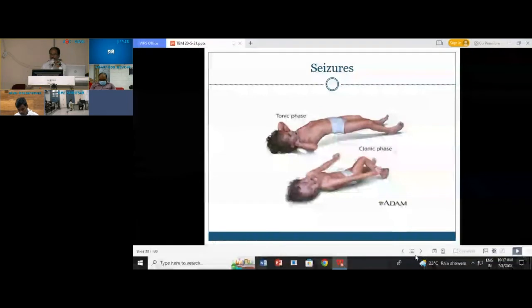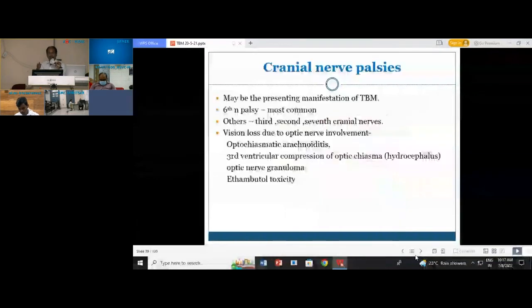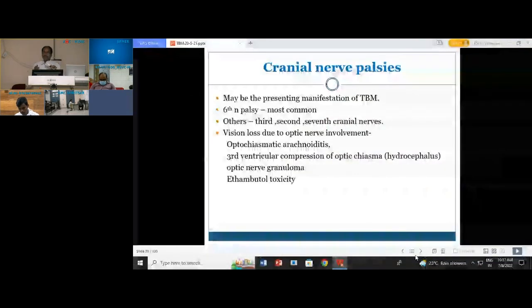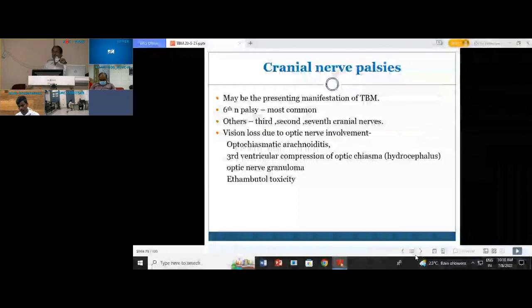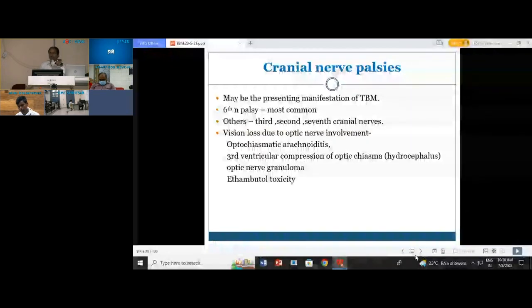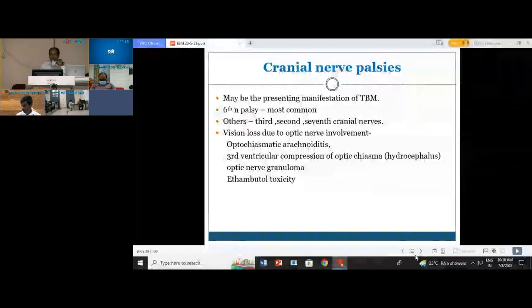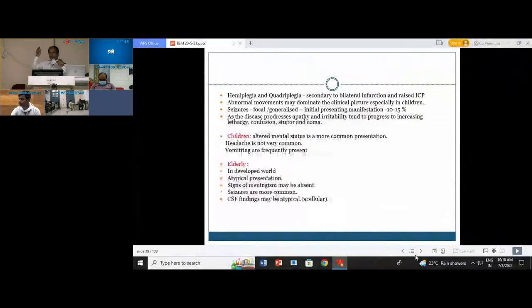Cranial palsies may be the presenting feature of tuberculosis meningitis. The sixth nerve is the most common. Others are the third, second, and seventh cranial nerves. Visual loss is due to involvement of the optic nerve: optic-chiasmal arachnoiditis, third ventricular compression of the optic nerve, hydrocephalus, optic nerve glioma, ethambutol toxicity, and occipital infarcts. So hemiplegia, quadriplegia secondary to bilateral infarcts, and secondary raised ICP.